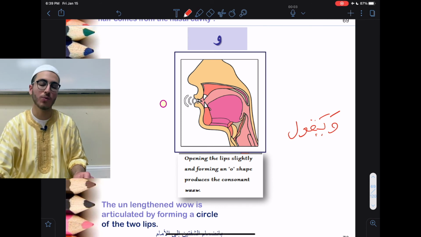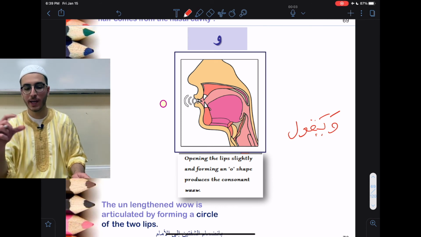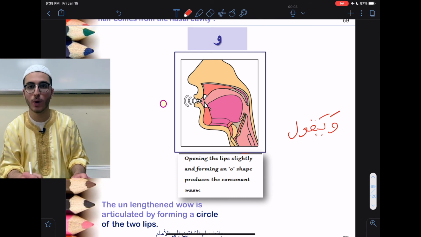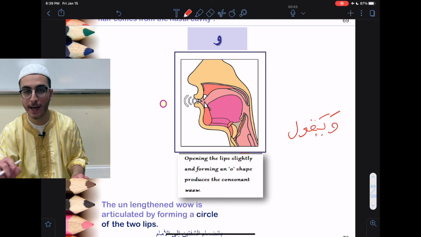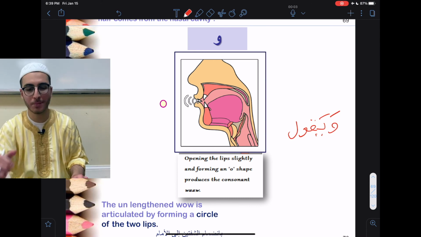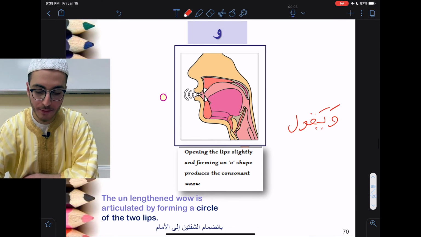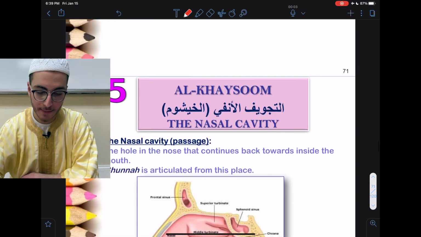Wa yaqulu. Okay, so waw again, pronounced from the lips, by circling the lips, wow. And then ya is pronounced from the middle part of the tongue. So that's it for the lips.